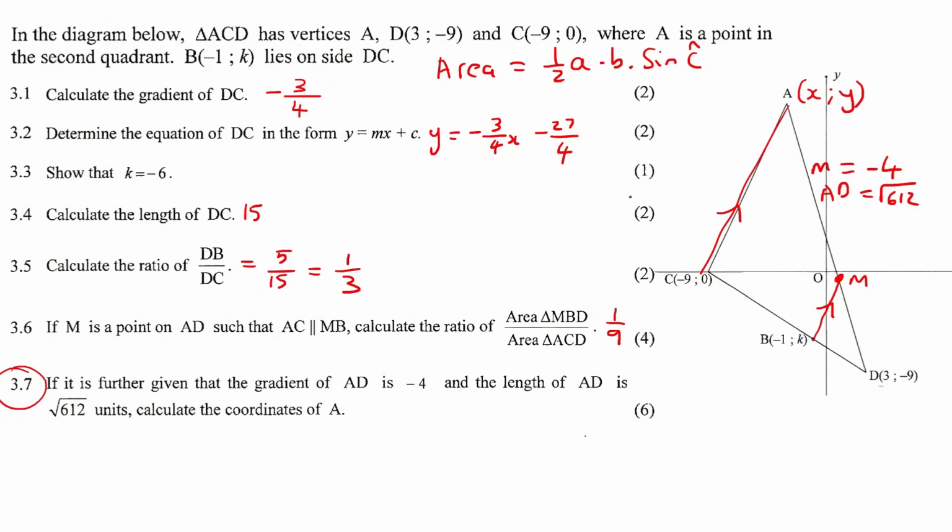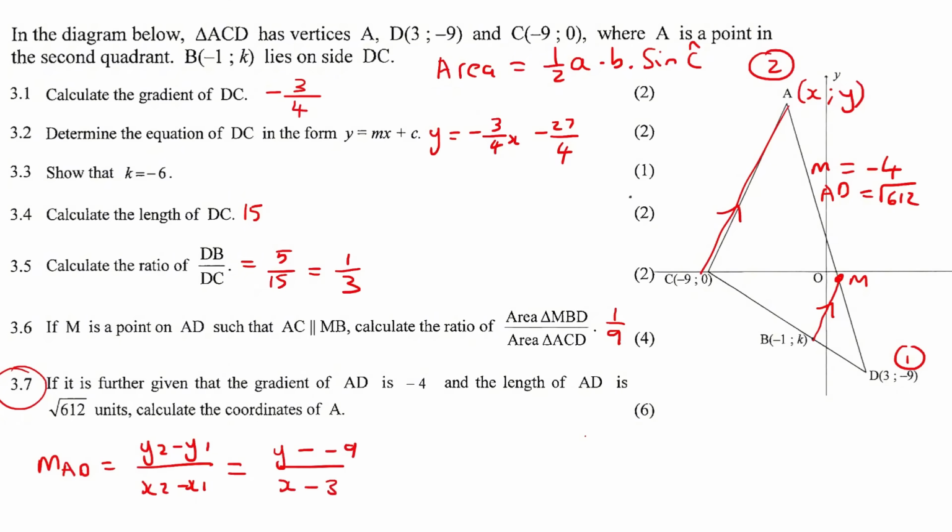We can say that the gradient of AD is -4. So we know that the gradient of AD would use this formula. Now I'm going to call this point number 2, and I'll call this point number 1. And we can then just say y take away -9 over x take away 3, and we know that the answer should be -4. They've told us that. So if we then simplify, we're going to get y plus 9 over x minus 3, and that's -4. So there we have 2 unknowns, but that's okay, because now we have another piece of information.